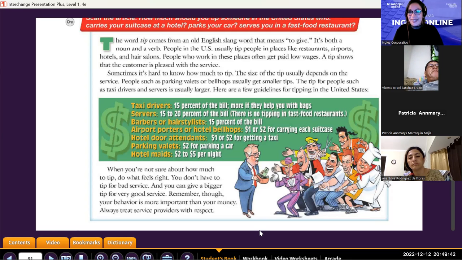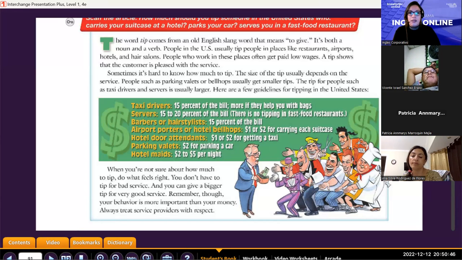No hemos hablado del tip. Tip, la propina. Oh, chef, waiter, waitress. Everybody likes tips. Of course we like. I think the first one is the bellhop. El bellhop es el botones, el que le ayuda con las maletas y en todo. En unos hoteles he oído que dicen bellboy. Bellboy is also used, the same thing. Parking valets, they receive tip.